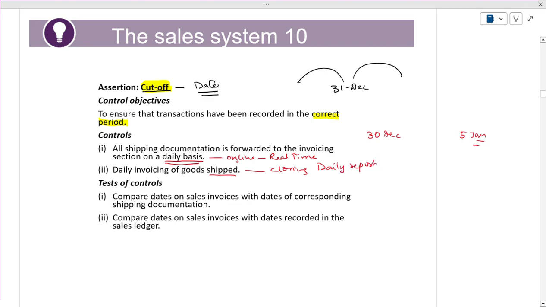If you are receiving, you should not keep anything pending. That is the reason people will say that after 2 o'clock, we will not receive any new orders. Anything received after 2 o'clock will be processed the next day.